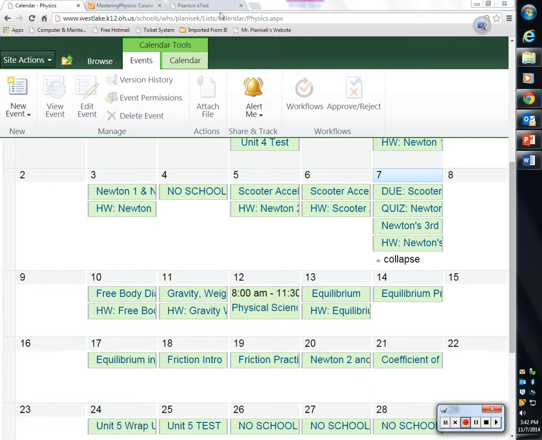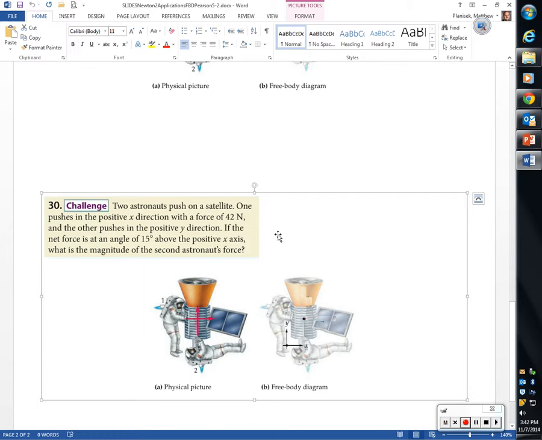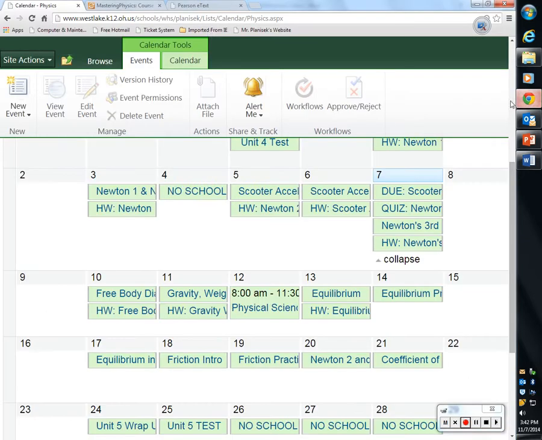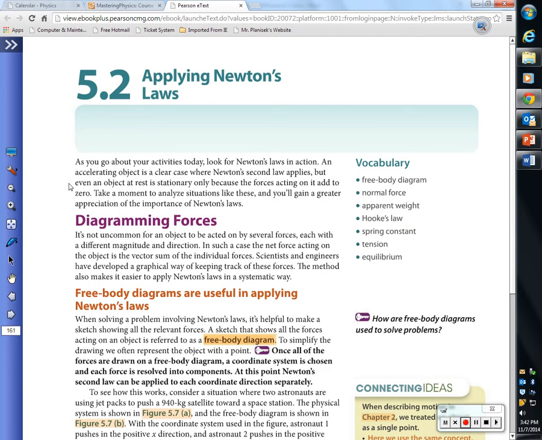I wanted to start off today. First, if you haven't gotten a copy of the sheet for today, it looks like this. It's on the back tray, 5.2, Applying Newton's Laws, and the first part is called Diagramming Forces. So, reviewing briefly what we've done so far.